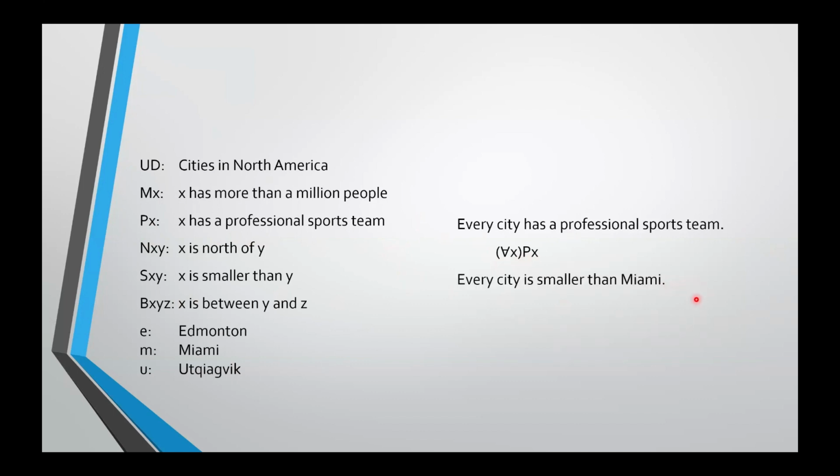Every city is smaller than Miami. This is going to be basically the same sort of structure, except we're going to be using this two-place predicate here. And one place in that is going to have the constant Miami in it. So it's going to look like this. We have here x is smaller than Miami, and then the universal quantifier in front of it. So what this says is, for every x in the universe of discourse, every city in North America, all of those cities are smaller than Miami.